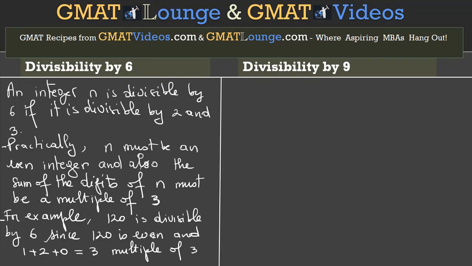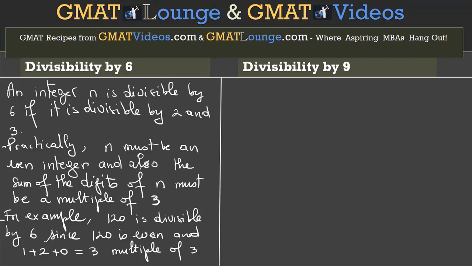Now let's turn our attention to divisibility by 9. Divisibility by 9 is very similar to the divisibility by 3. Remember, a number is divisible by 3 when the sum of its digits is divisible by 3. 9 is essentially the same. A number is divisible by 9 if the sum of its digits is divisible by 9.